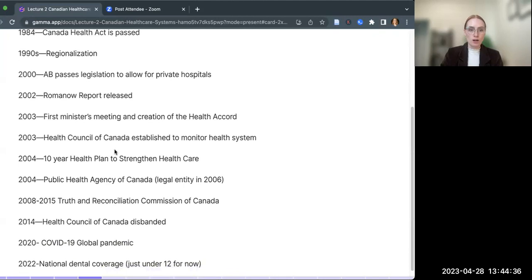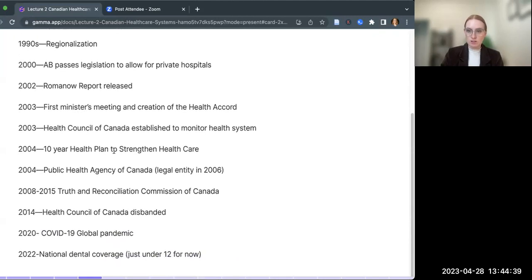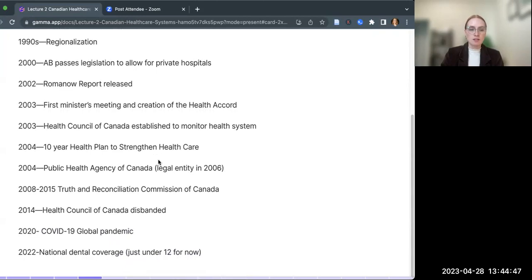In 2004, the Public Health Agency of Canada was created, and that was partially in response to SARS, and it became a legal entity in 2006. I added here as well that 2008 to 2015 was the Truth and Reconciliation Commission of Canada, which, although perhaps not only directed at healthcare, was an examination into the history of residential schools in Canada and the lasting impacts on the mental health and physical health of Indigenous peoples of Canada. Of course, in 2020, we had a global pandemic. I couldn't leave that off the list.